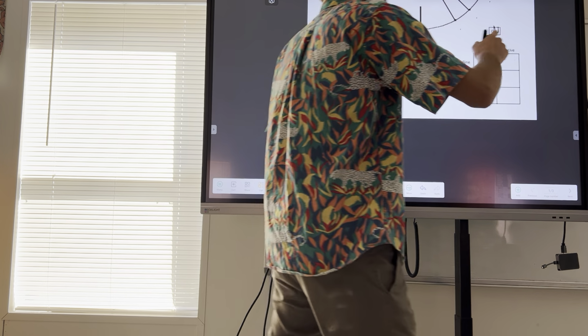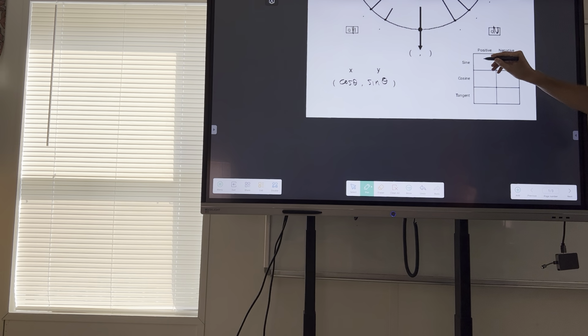When it comes to these positives and negatives, everybody's positive in the first quadrant. Sine is the Y value, it's positive in the second quadrant. Cosine is the X value, it's positive in the fourth quadrant. And tangent is when you divide them. So actually 2 negatives makes a positive. That's why tangent's positive in the third quadrant. When it comes to these negatives, it's just the opposite of the other two. That would be 3 and 4. That would be 2 and 3. That would be 2 and 4.